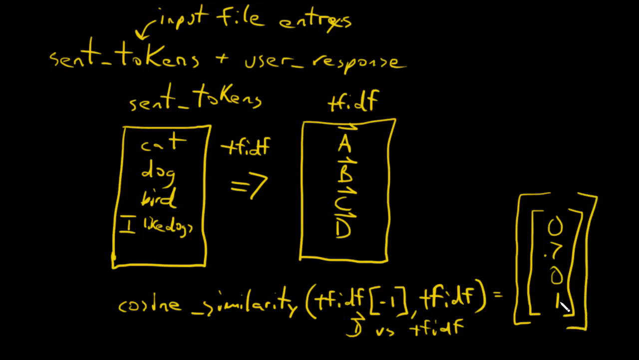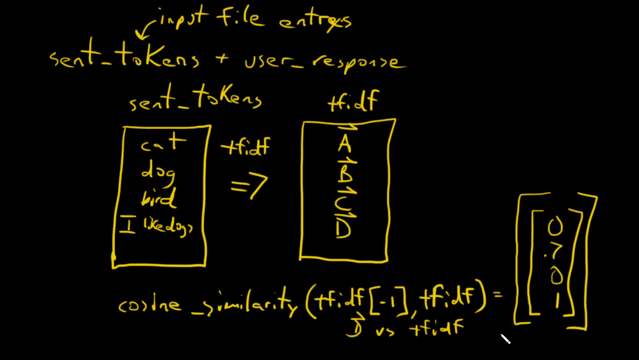Okay. So what it has right now is it has compared the last entry, I like dogs, versus every single one of the vectors. It gets a 0 when it compares the vector of cat. It gets a 0.7 when it compares the vector dog, a 0 with bird, and it gets a 1 when it compares versus itself, because it's the same vector. Okay, so now that we know what's in here, what happens next?